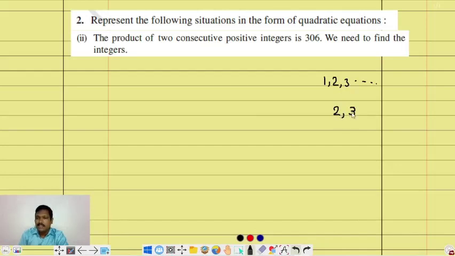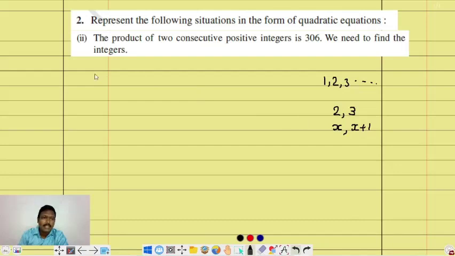Now look here, what is the relation between these 2 and 3? Suppose this 2 is x, then what will the 3 be? 3 will be x plus 1. See, 1 more than x. See, 2 plus 1 is 3. So, we can take the consecutive integers as x and x plus 1. In place of 2, we can put x here. Then here it will be x plus 1, because 2 plus 1 is 3. Okay. So, the consecutive integers we can take as x and x plus 1.